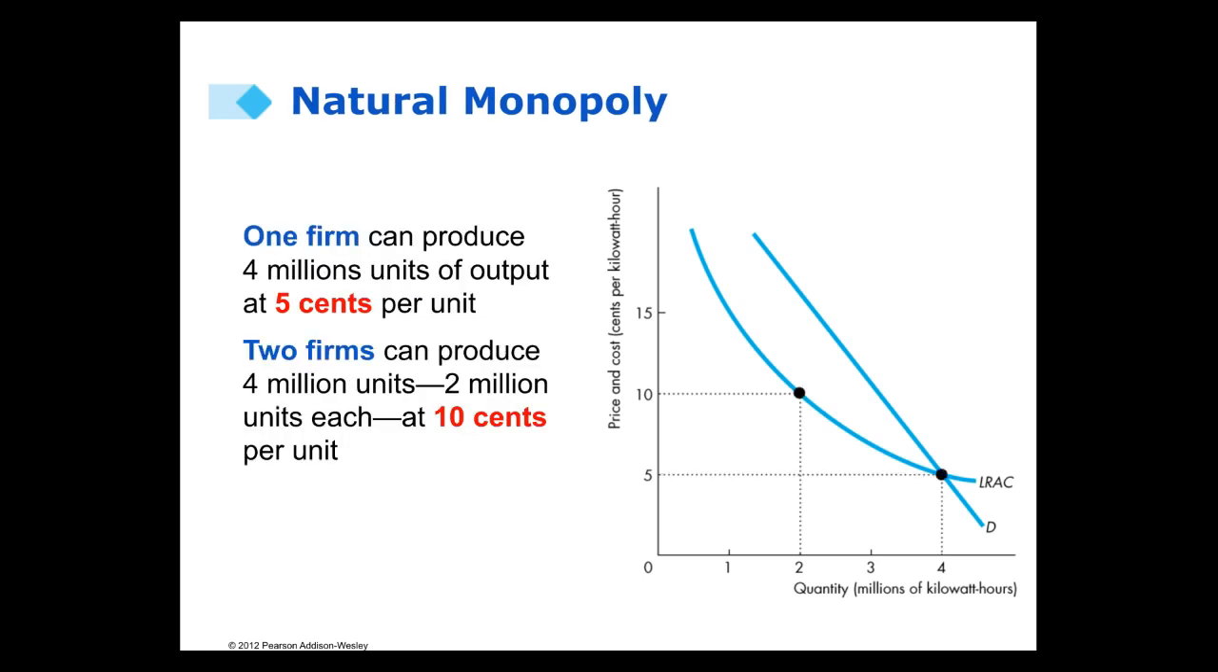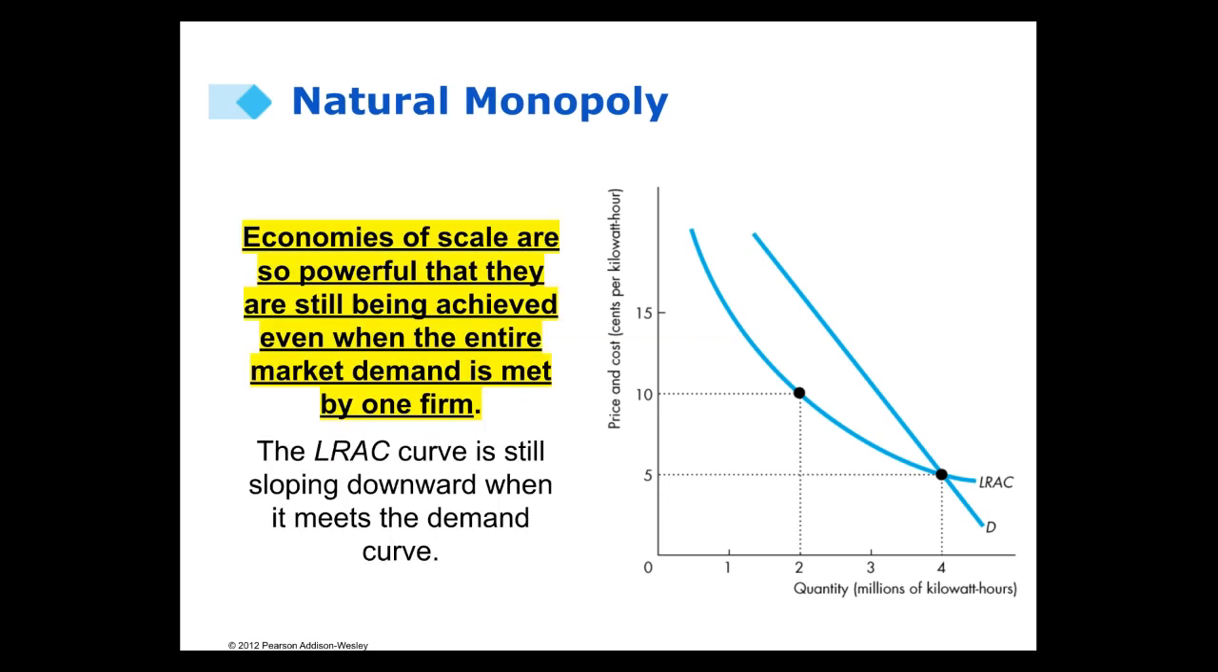We could imagine a situation where two firms were providing power in this market, each one producing 2 million kilowatt hours. Well, at that point, the lowest cost and therefore the price they could provide it at would be 10 cents. So when two firms provide the supply in the market, the cost and the price is higher. It's 10 cents rather than when only one firm provides.